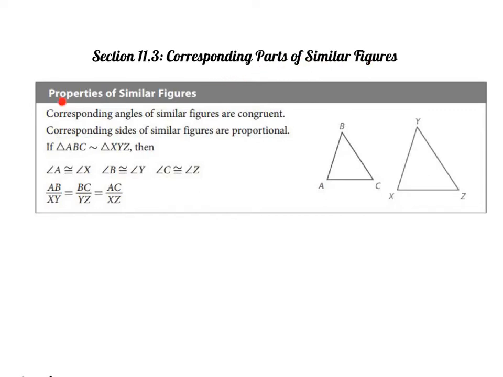Today we're going to talk about corresponding parts of similar figures. We're going to start by talking about the properties of similar figures. First of all, two figures are similar if they have the same shape and the same angles, but maybe their size is different. They also could be rotated or translated, but again, they maintain that same shape.